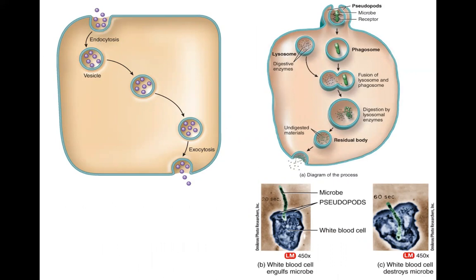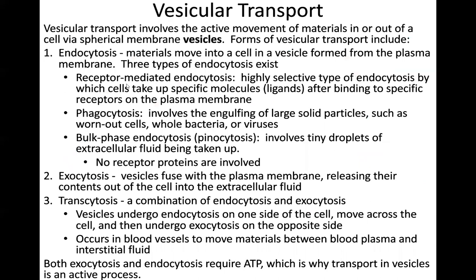Now, there's three forms of endocytosis: receptor-mediated, phagocytosis, bulk phase endocytosis, or pinocytosis. We talk about the second one there the most, but I'll read through all three of them. Receptor-mediated is a highly selective type of endocytosis by which cells take up specific molecules called ligands after binding to specific receptors on the plasma membrane.